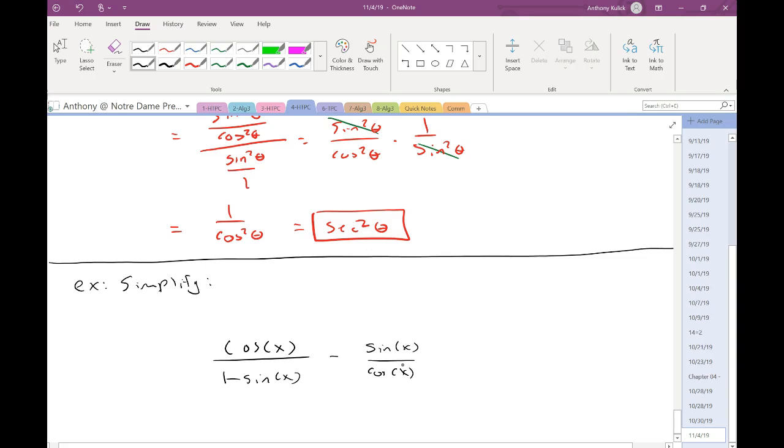So let's do this one. We have cosine over 1 minus sine, minus 1 over cosine. What do you want to do first here? Okay. You could. Is that simplifying this at all, though?